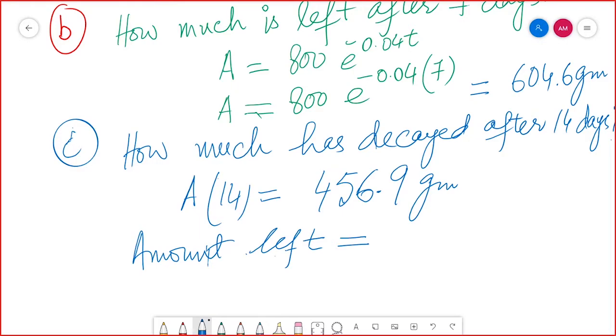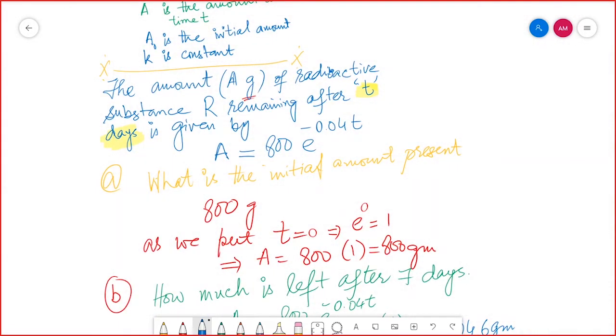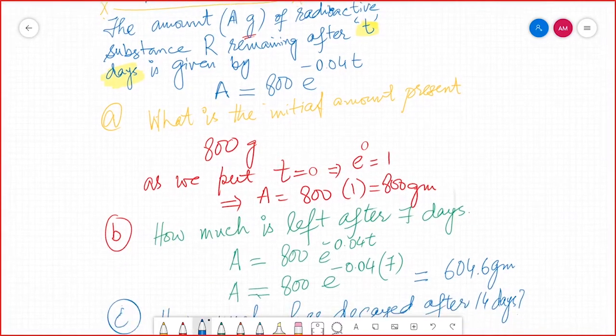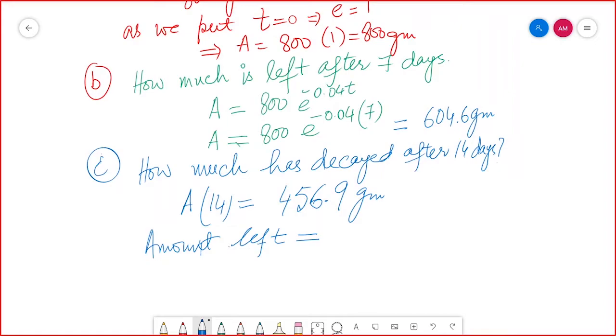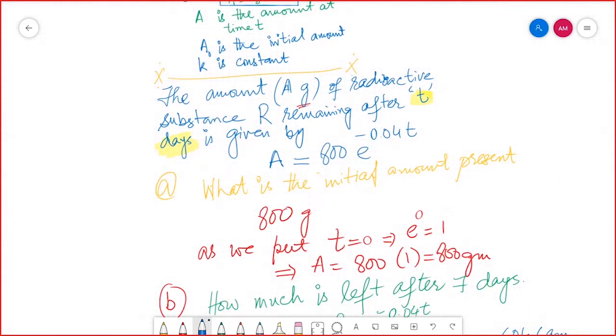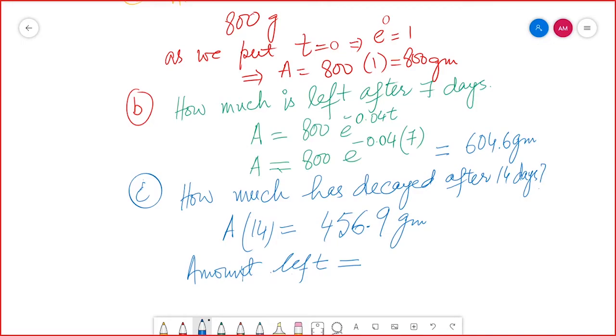Okay, let's go back to the question and read it. Can you read the question? This equation gives the amount which is left. What is the equation giving? Is it giving the amount of radioactive substance remaining? Yes, this is the remaining. You are right. So the amount left is 456.9 gram. So how much is decayed?